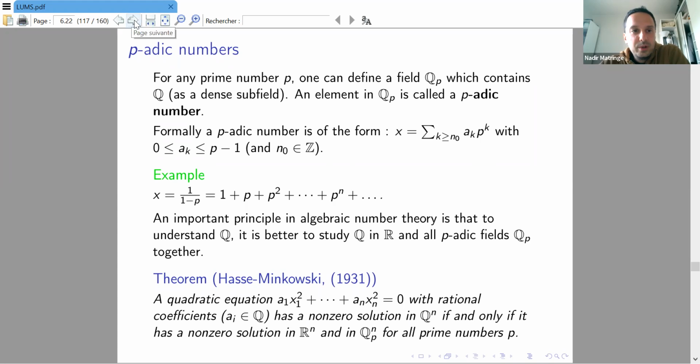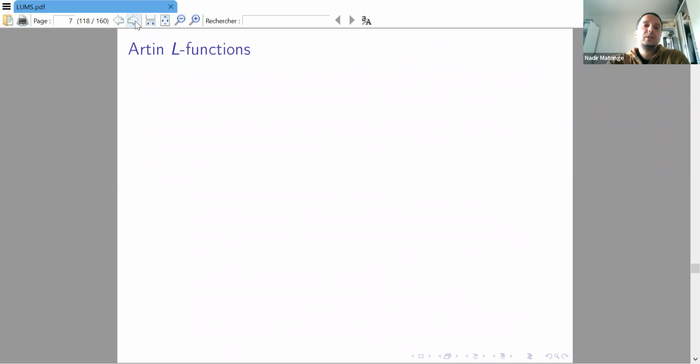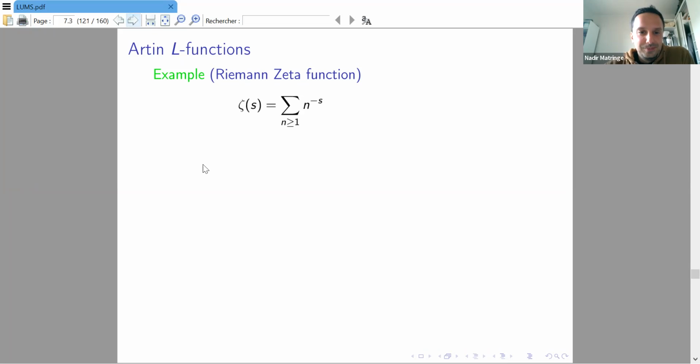Okay, so now I will move on to even more recent topics, and I will talk about L-functions, and more precisely those defined by Artin, which are called Artin L-functions. So the most basic example of such a function is the Riemann zeta function. The definition is this one. Zeta of s is the following sum. So what is s? First of all, s is a complex variable.